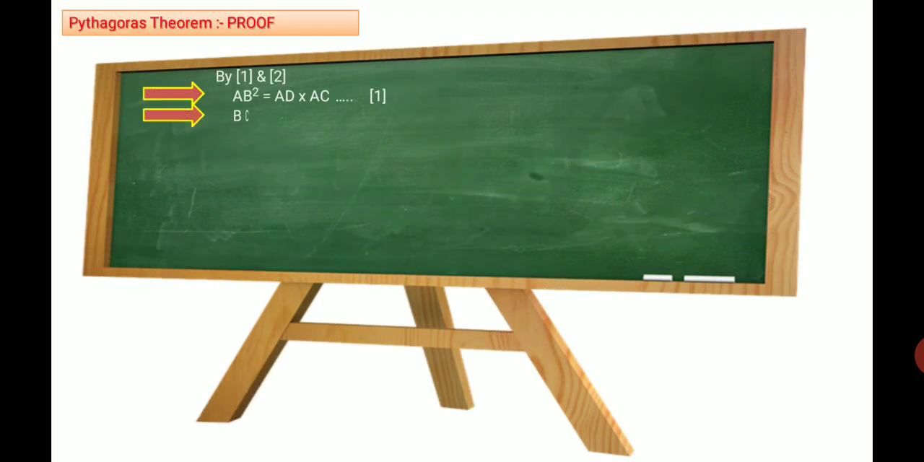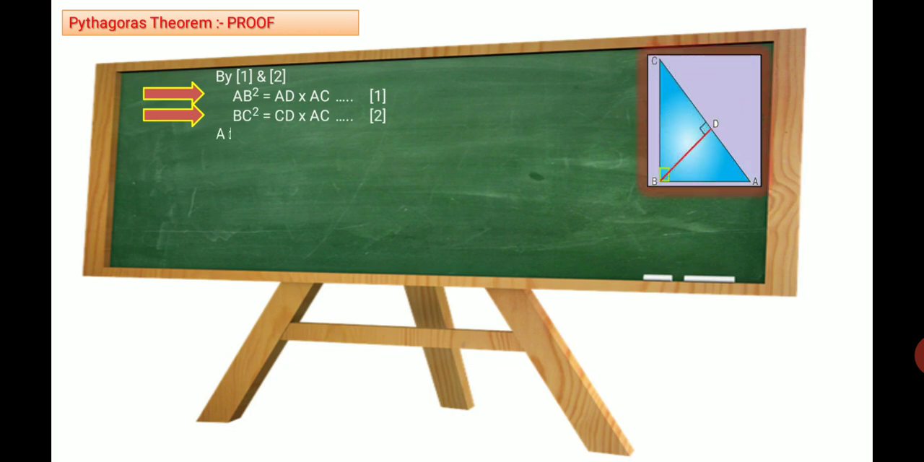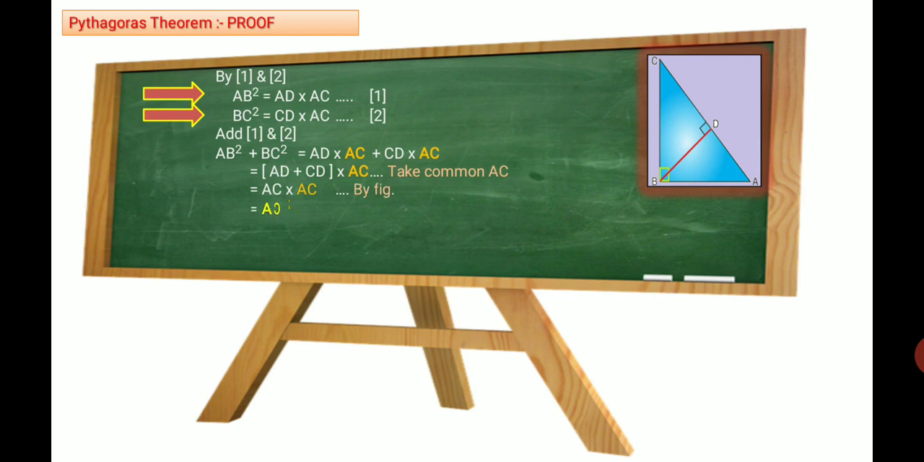From equation 1 and equation 2, AB square plus BC square equals AD into AC plus CD into AC. Now AC is common, so it is AD plus CD, into AC. Take common AC. Now check by the figure. AD plus CD is what? AD plus CD equals the complete AC. So AC into AC equals AC square. So AB square plus BC square equals AC square. That is the Pythagoras theorem proof.